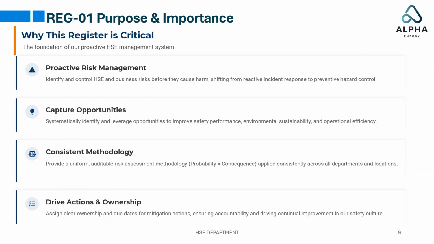The Reg 01 HSE Risk and Opportunity Register is critical because it forms the foundation of Al Masood Energy's proactive HSE management system. It supports proactive risk management by identifying and controlling HSE and business risks before they lead to incidents, shifting the approach from reactive response to preventive hazard control. The register also helps capture opportunities by systematically identifying areas that can improve safety performance, environmental sustainability, and operational efficiency. In addition, it ensures a consistent methodology by applying a uniform and auditable risk assessment approach based on probability and consequence across all departments and locations.